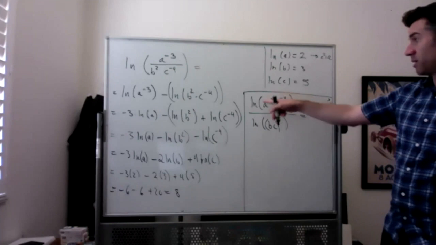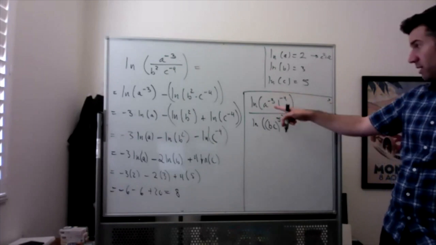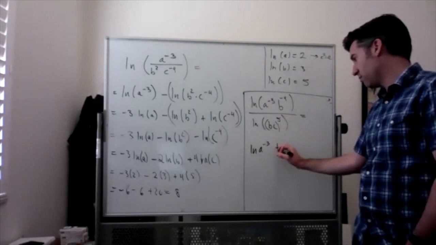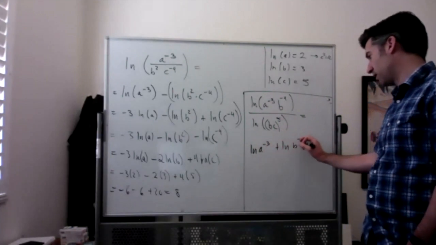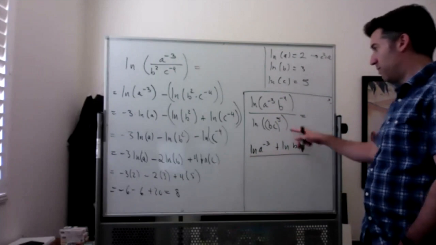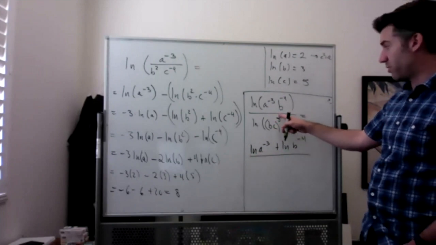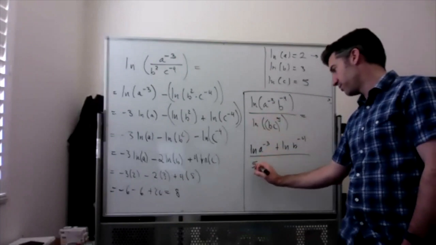So I'm going to use the same product rule I did before. I'm going to say the top's going to be the natural log of a to the negative third plus the natural log of b to the negative fourth. And the bottom here, you could either distribute that power to each of those terms or just bring that power out in front.